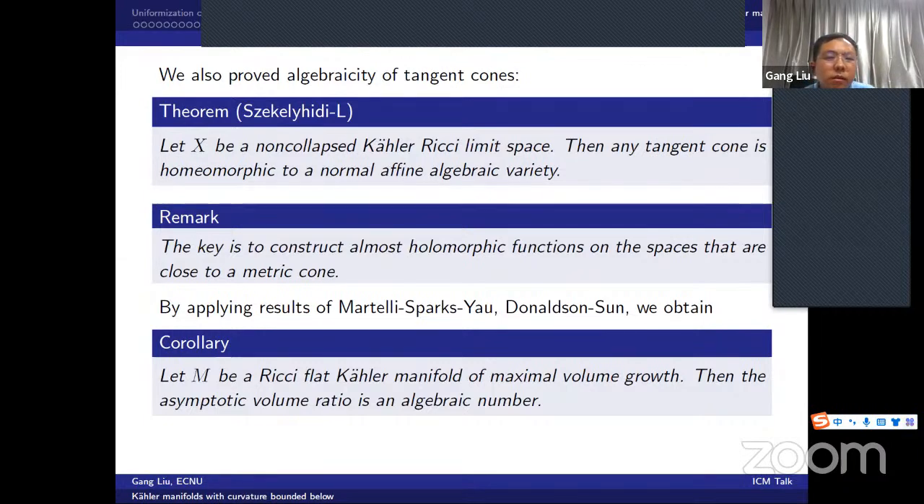By applying results of Martelli, Sparks, and Yau, also Donaldson and Sun, we obtain the following corollary. If M is a Ricci-flat Kähler manifold of maximal volume growth, then the asymptotic volume ratio is an algebraic number. So it's a solution to a polynomial equation with integer coefficients.